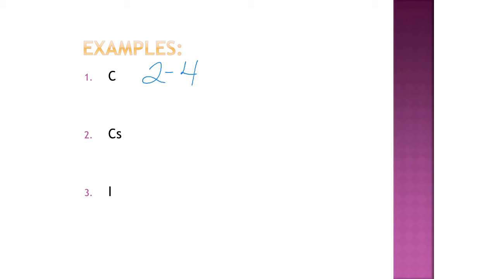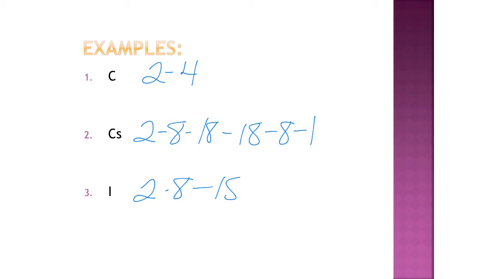Cesium you'll find over on the left-hand side, atomic number 55. That is 2, 8, 18, 18, 8, 1. So that's going to be a bigger atom. It's got more electron shells. And then iodine, back over to the right side of the periodic table, atomic number 53. It's 2, 8, 18, 18, 7.